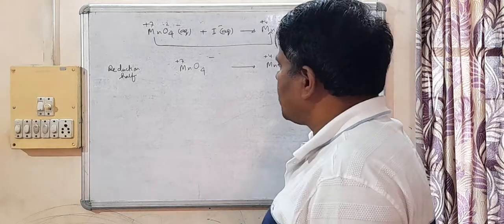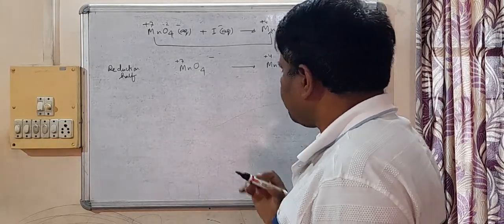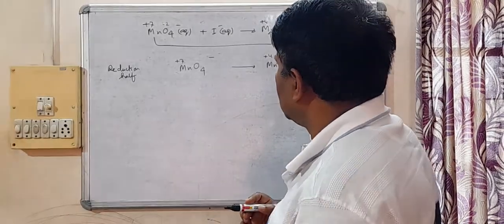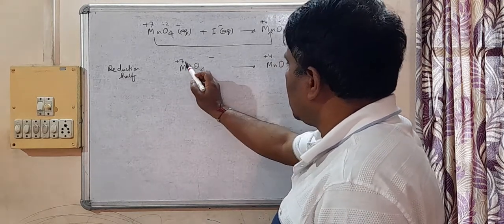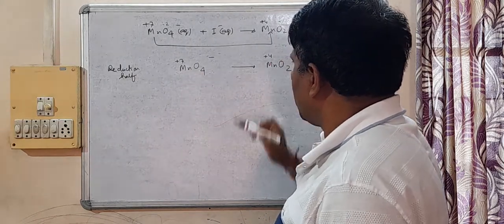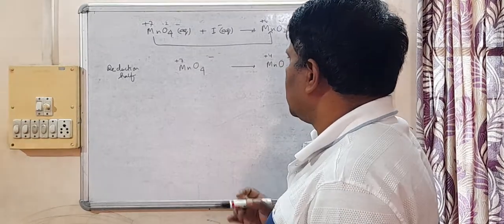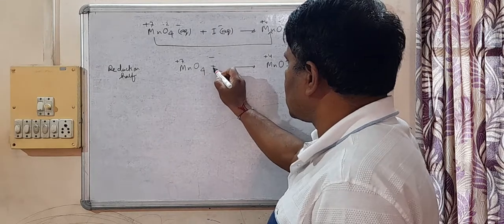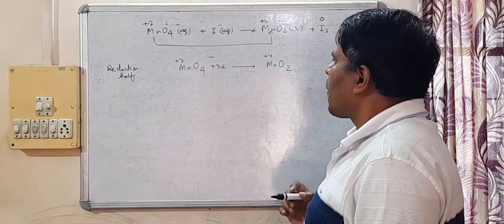Now we have to balance the key element. Mn is balanced. Now we have to balance for the charge. Here there are +7 and +4, so it will consume 3 electrons. So plus 3e, because +7 to +4.